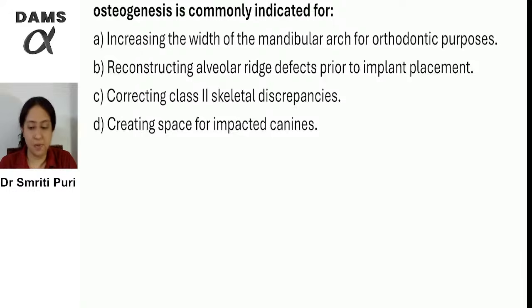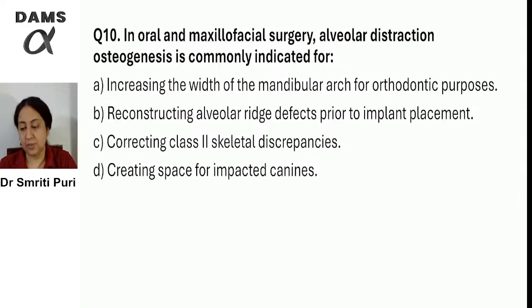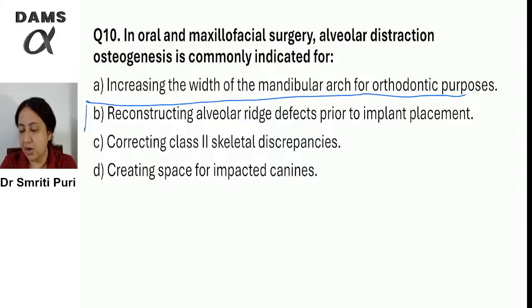Okay. Coming to question 10. In oral and maxillofacial surgery, alveolar distraction osteogenesis is commonly indicated for A. Increasing the width of the mandibular arch for orthodontic purpose. B. Reconstructing alveolar ridge defects prior to implant placement. C. Correcting class 2 skeletal discrepancies. And D. Creating space for impacted canines. So we all know that alveolar distraction is used for increasing the alveolar height. I have told this in my class also. So the correct answer here is reconstructing the alveolar ridge defects prior to implant placement.